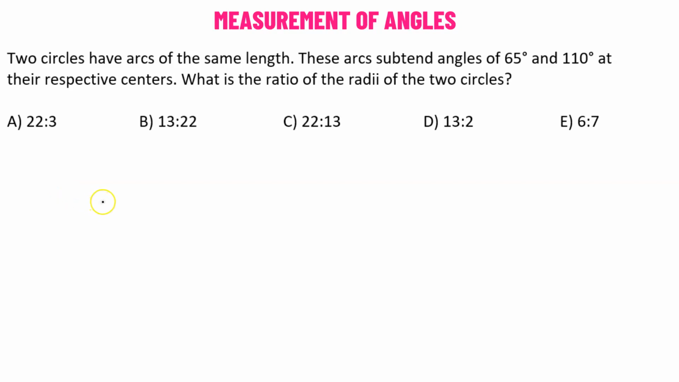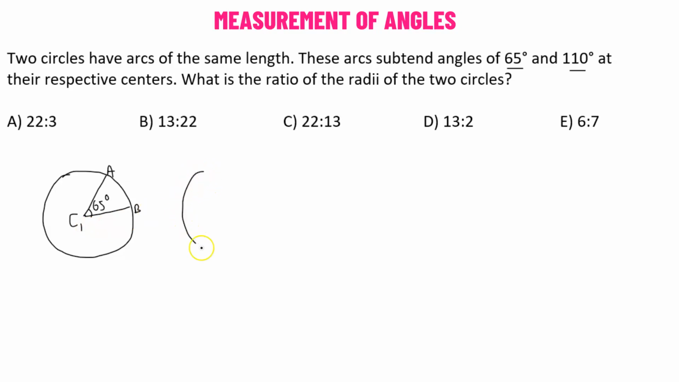So here we have two circles, and both of the two circles have an arc that's subtending an angle of 65 degree and 110 degree at the respective centers. So let's say we have one circle with center C1. So we have some arc. Let's call this arc AB, and this arc is subtending an angle of 65 degree at the center C1.